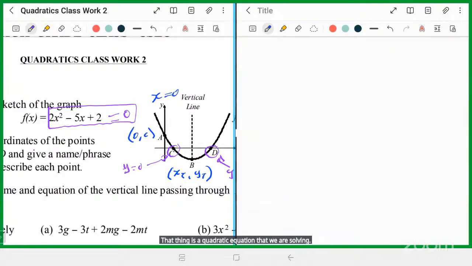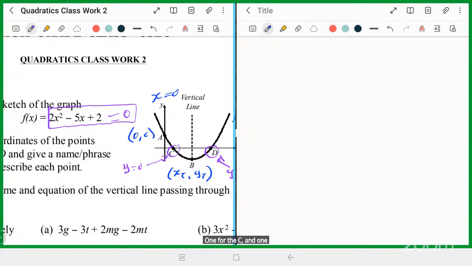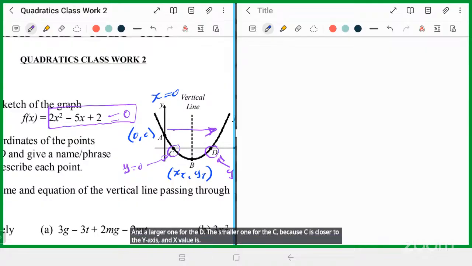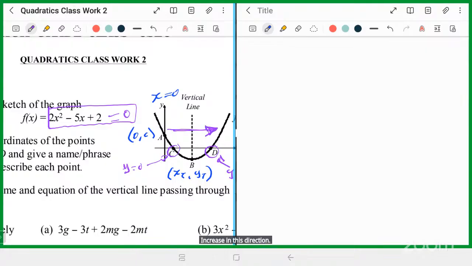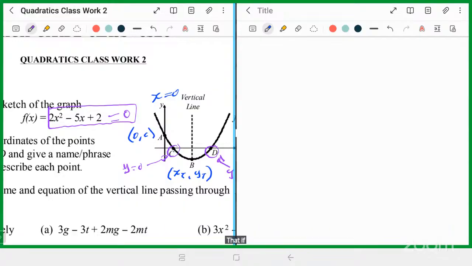And when you solve it, you're going to get 2 x values. One for the C and one for the D. A smaller one for the C and a larger one for the D. The smaller one for the C because C is closer to the y-axis and x values increase in this direction. Alright? So, even if you don't get down into all of that explanation, the bottom line thing that you want to know is that if you want to find roots, you solve the quadratic equation. Whenever you solve a quadratic equation, you are finding roots.